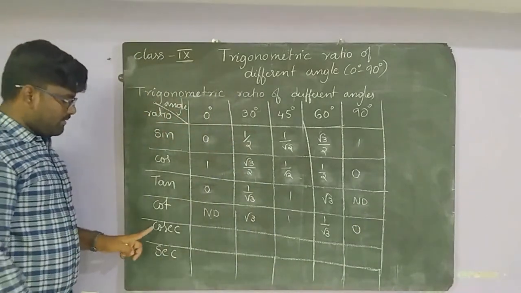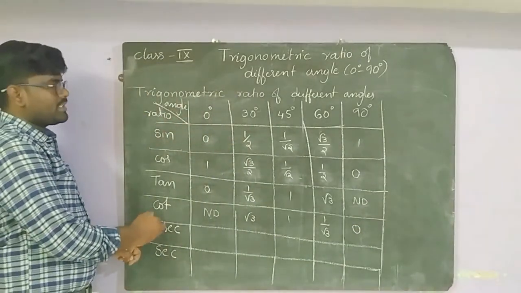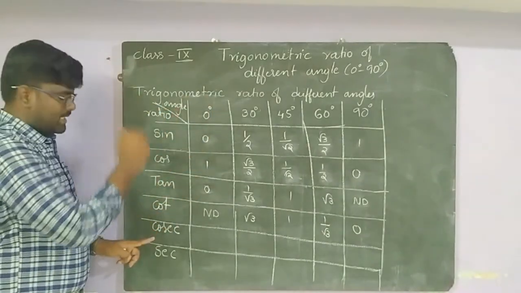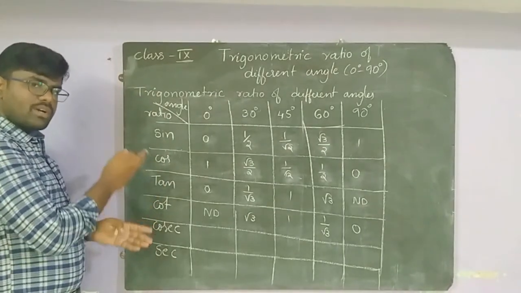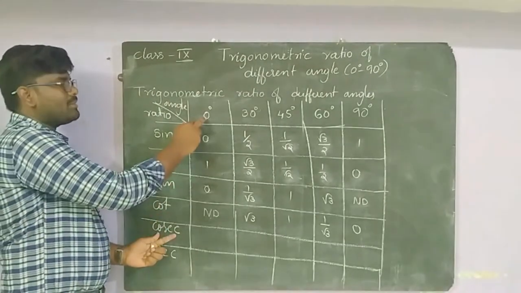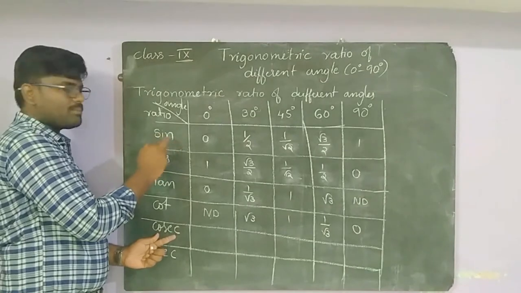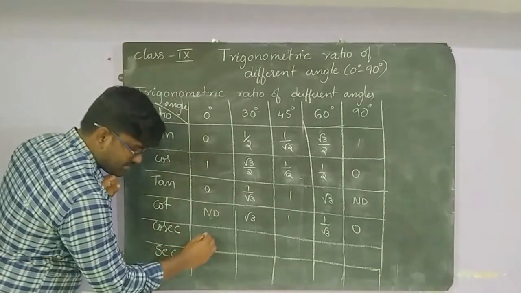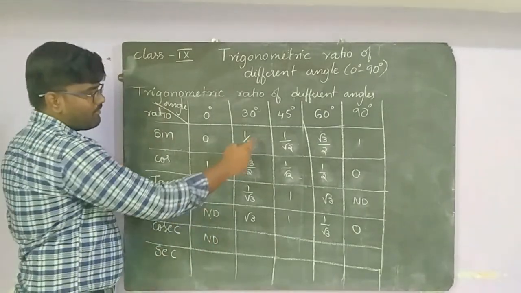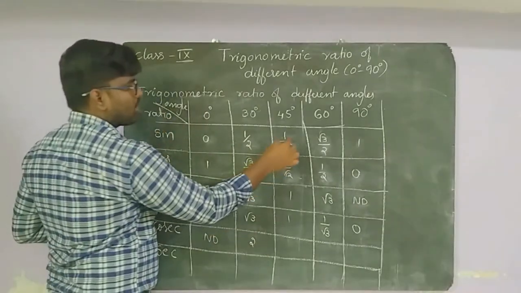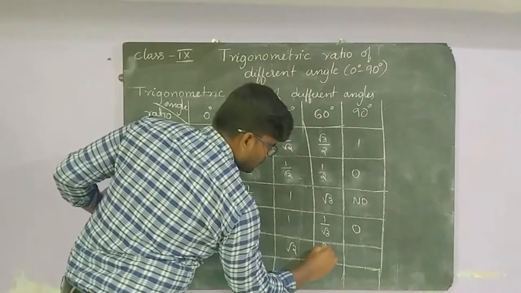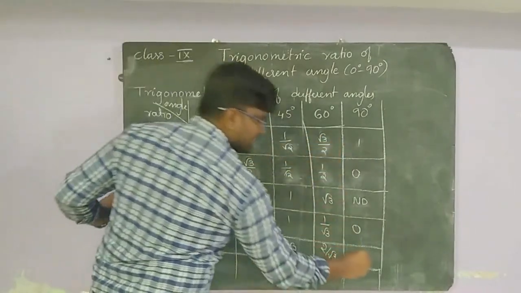Okay. Just we want cosecant. What are the cosecant values? Cosecant 0 value, cosecant 30 value, cosecant 45 value, cosecant 60 value, cosecant 90 value. What is cosecant? Reciprocal of sine only. That means we want to write the reciprocal of sine. What is the cosecant 0 value? Reciprocal of sine 0 value. Reciprocal of 0 is not defined. Next, reciprocal of 1 by 2 is 2. Reciprocal of 1 by root 2 is root 2. Reciprocal of root 3 by 2 is 2 by root 3. Reciprocal of 1 is 1.